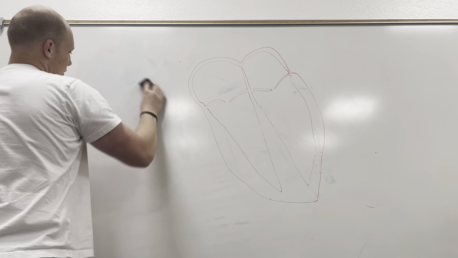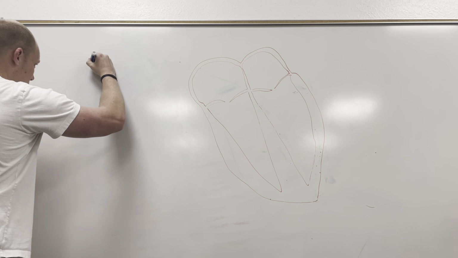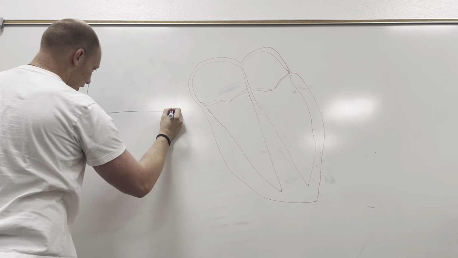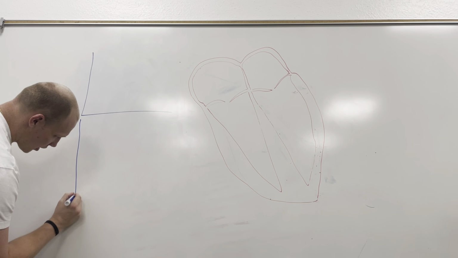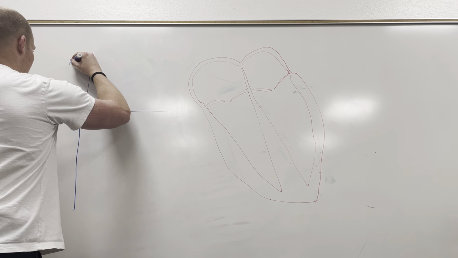Alrighty. So the last thing that we need to go over is the cycle, the heart cycle. So we will have two axes here, and then we're going to have another graph directly below, which is one. This one is pressure, and it's in millimeters of mercury.